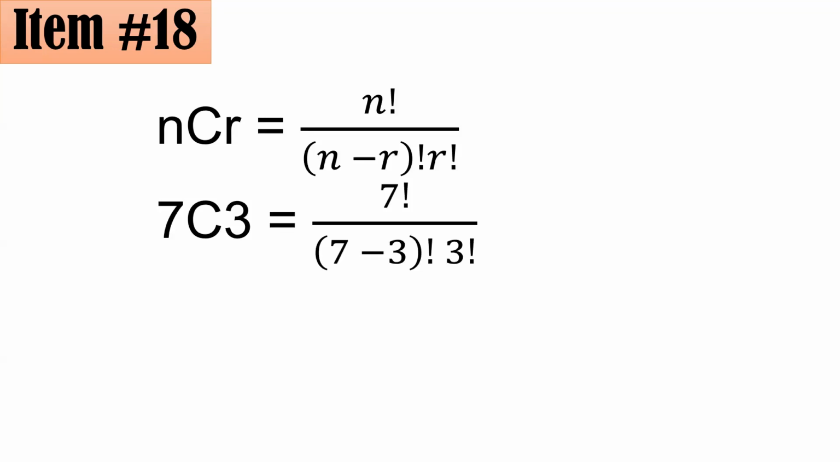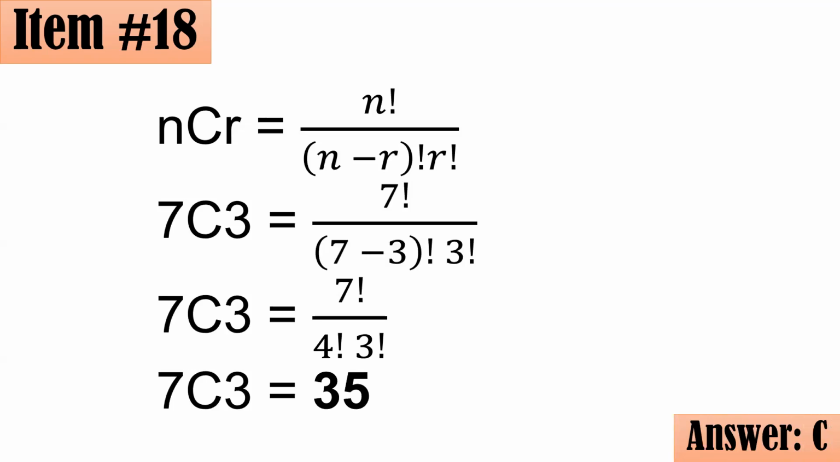Kasi yung given set ay may 7 elements, 7 distinct elements, at pipili po tayo ng tatlo, any 3 of them, in any order. And if you can do 7 combination 3 sa calculator mo, that's 7 factorial all over 7 minus 3 factorial times 3 factorial. That is actually equal to 35. Letter C.